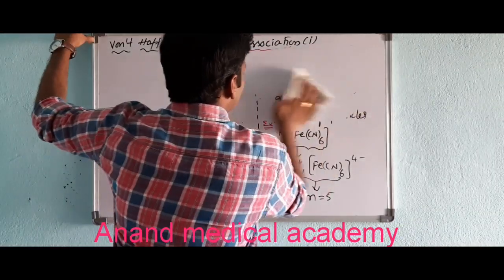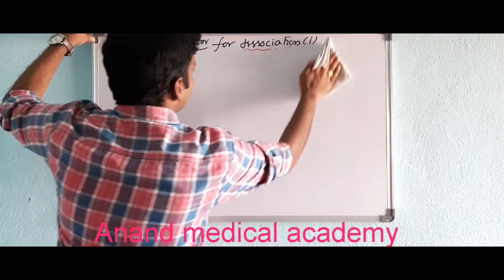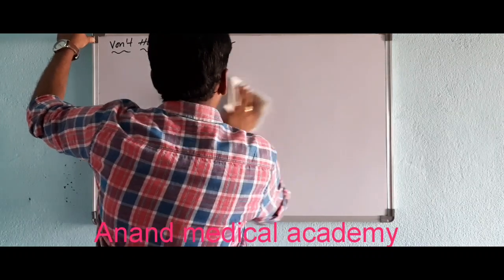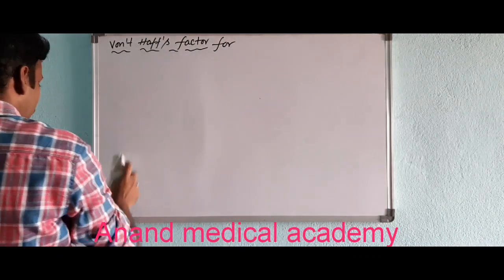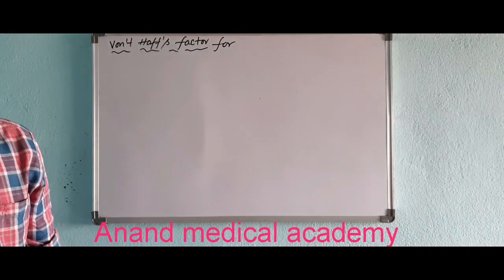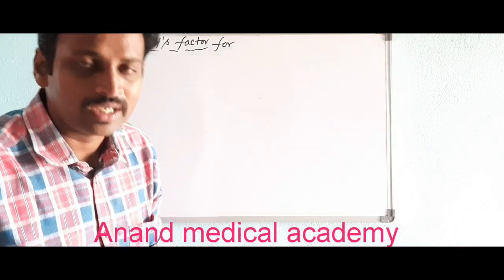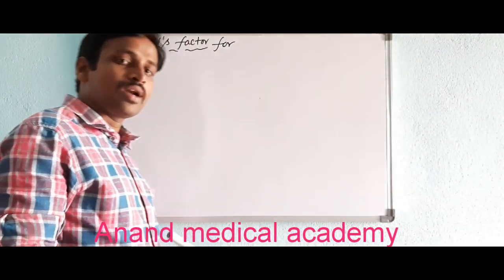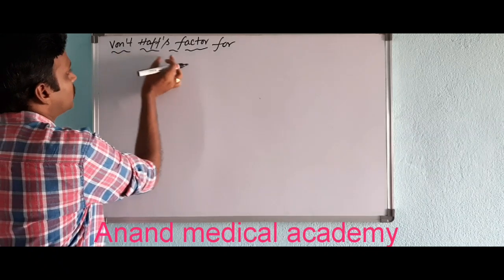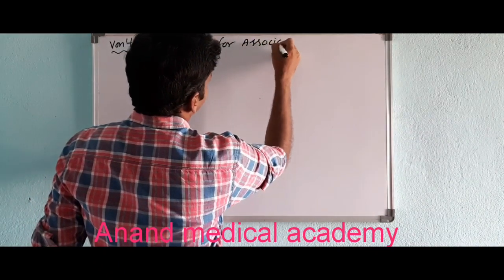And now let's see the 1/2 factor for association. Why is the 1/2 factor given? I am telling you one more time, otherwise you may feel why this fellow is explaining like this. No, the 1/2 factor we will use to calculate colligative properties for non-ideal solutions also. Now let's see the 1/2 factor for association.